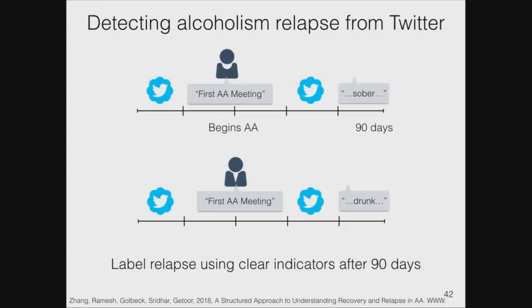To understand what happens after 90 days, we look for very clear indications in the text for these users that say that they've maintained their sobriety or they've continued to stay sober, or that they've relapsed after 90 days. And so this is how we acquire these labels of indications that they've relapsed.